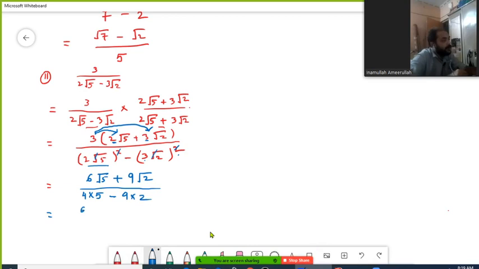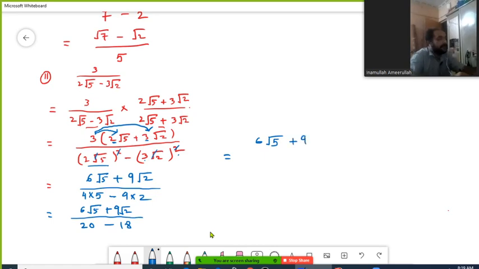So the numerator will remain as 6 root 5 plus 9 root 2 because they are unlike terms, unlike shirts. So we cannot add anything in the numerator. In the denominator, 4 5s are 20 minus 9 2s are 18. So your final answer is 6 root 5 plus 9 root 2 upon 20 minus 18, that is 2. So this is my final answer.